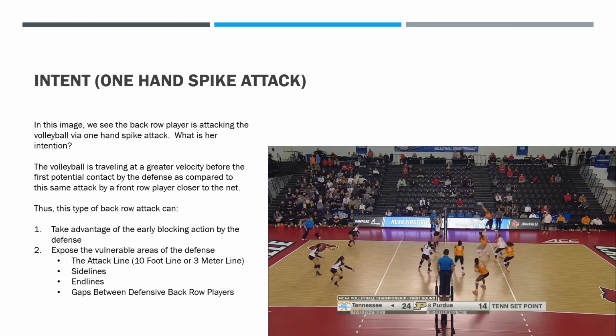Thus, this type of back row attack can take advantage of the early blocking action by the defense, and it can expose several vulnerable areas of the defense. The attack line, aka 10-foot line, aka 3-meter line, sidelines, in lines, and gaps between our defensive back row players.